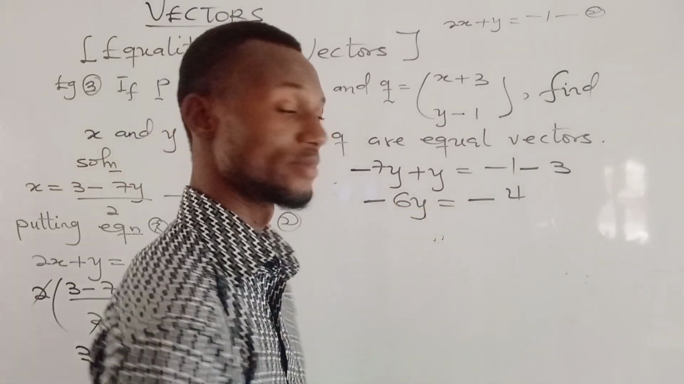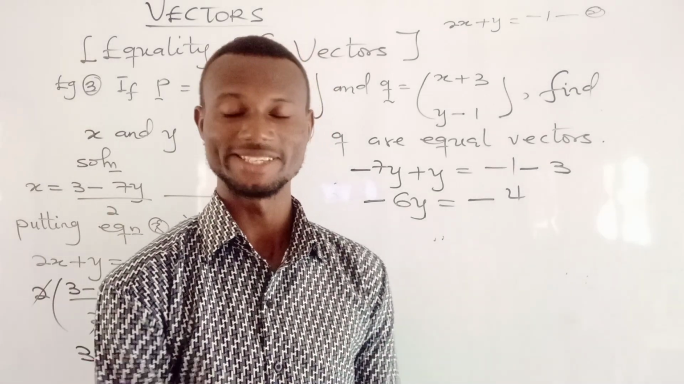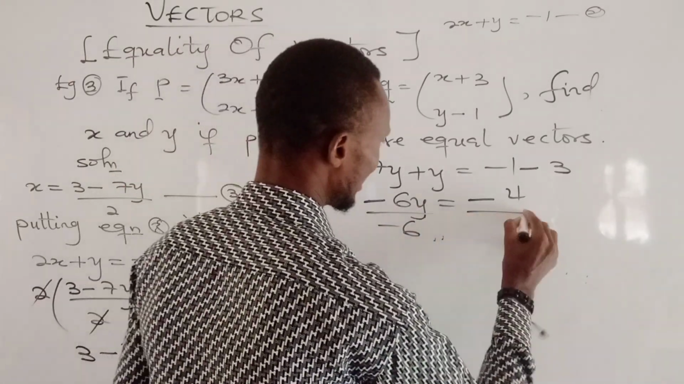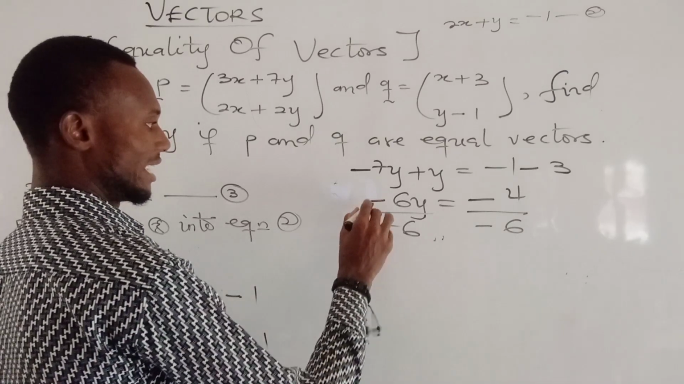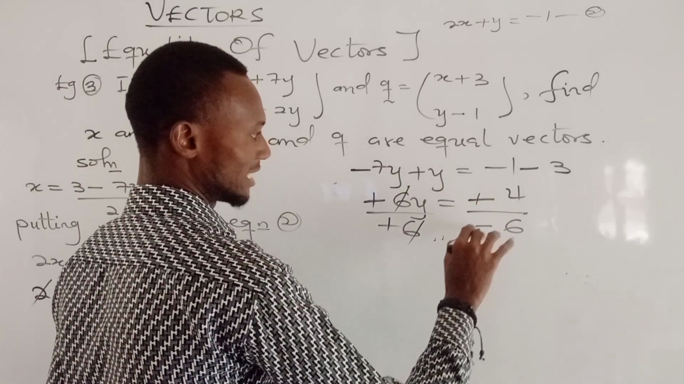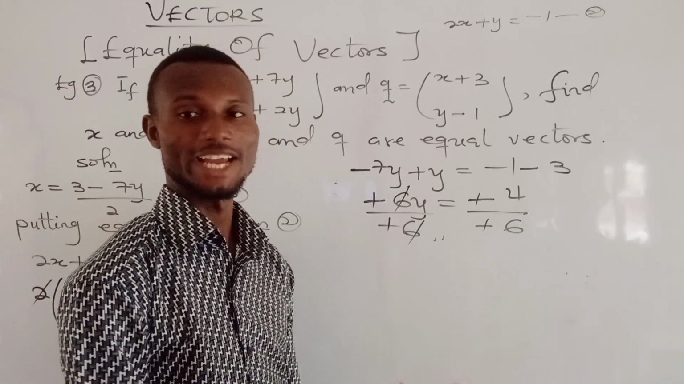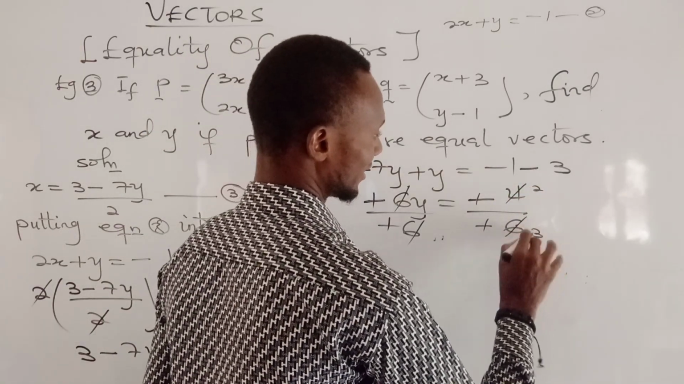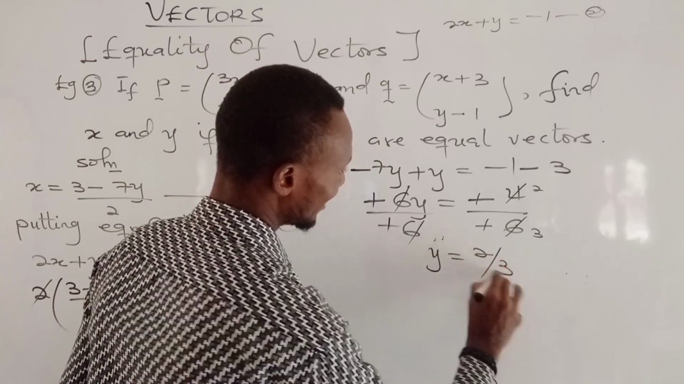So to get my y from here, I'll divide through the equation by the coefficient of y, which is negative 6. So I'll divide here by negative 6, here also by negative 6. Okay, so that the negative will cancel this negative, this 6 and this 6 will cancel away. So the 4 and the 6 we can simplify using 2. So 2 goes here, 2 goes here, 3. So you have your y equals to 2 over 3.